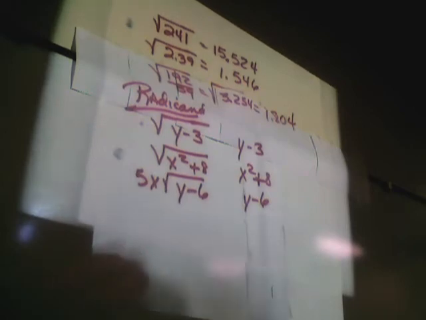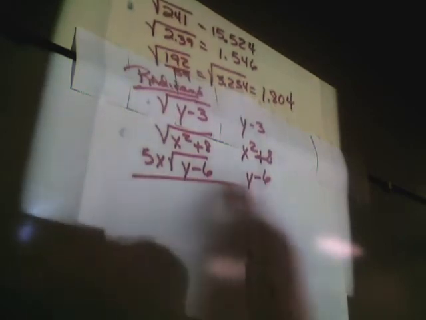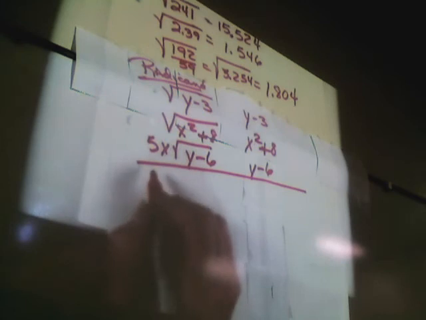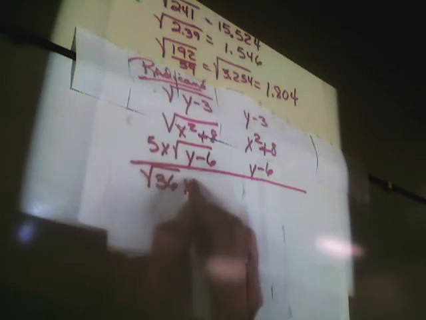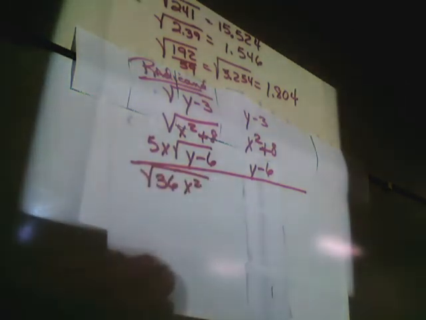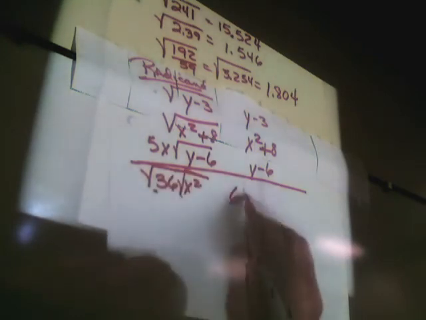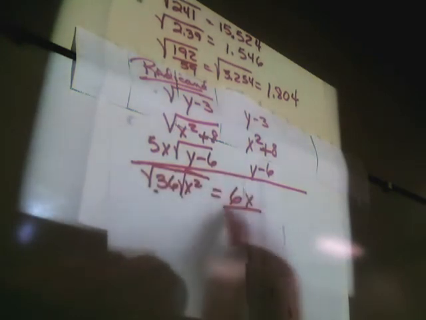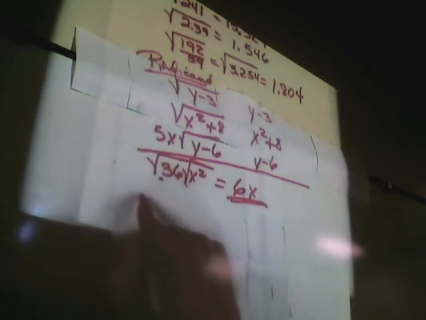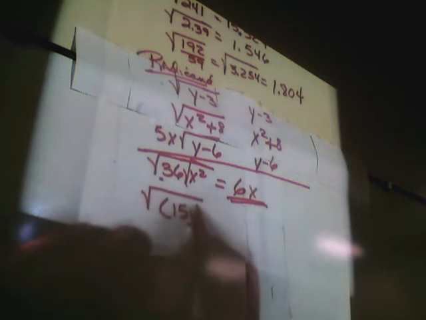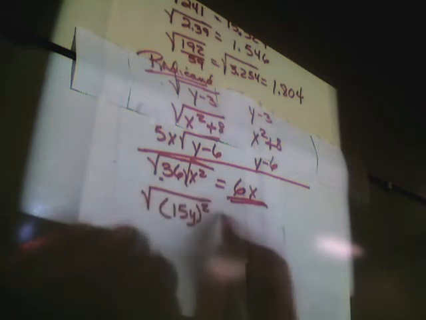Okay, assuming the radicals are under a positive number, what would the answer to this be? 6x. Square root of 36 is 6, square root of x squared is x. Okay, how about this one? Square root of 15y in parentheses squared. 15y.